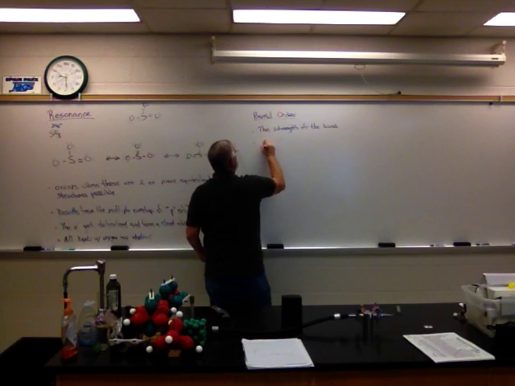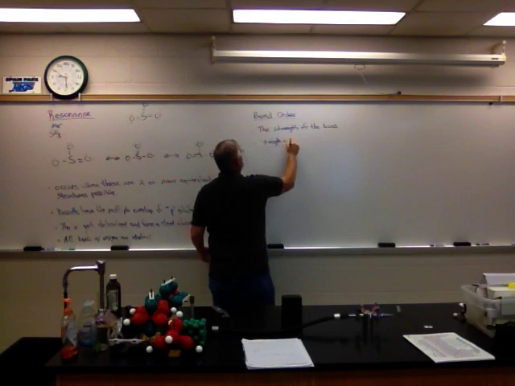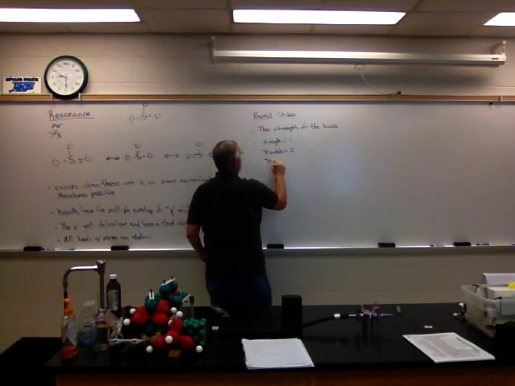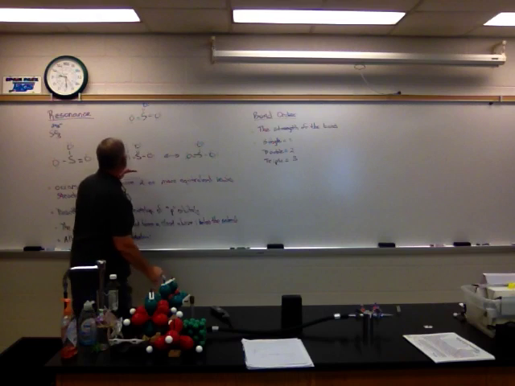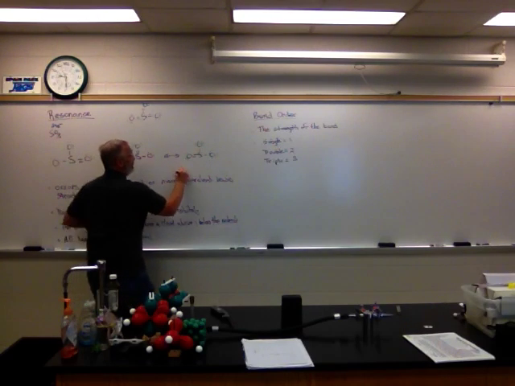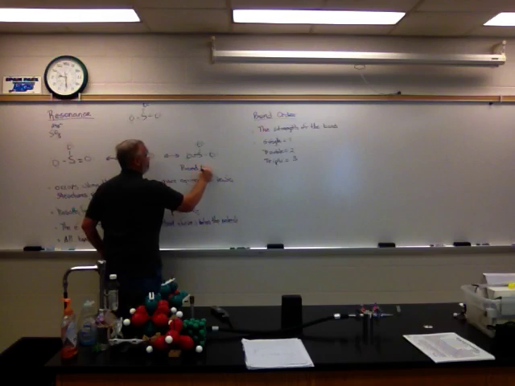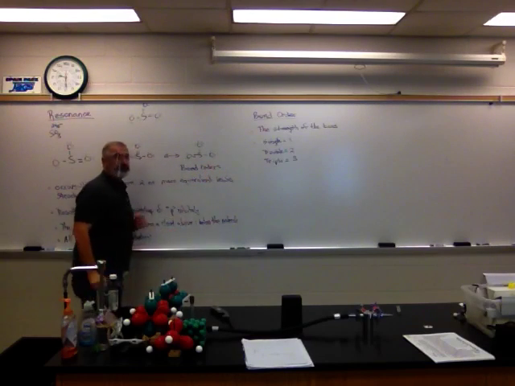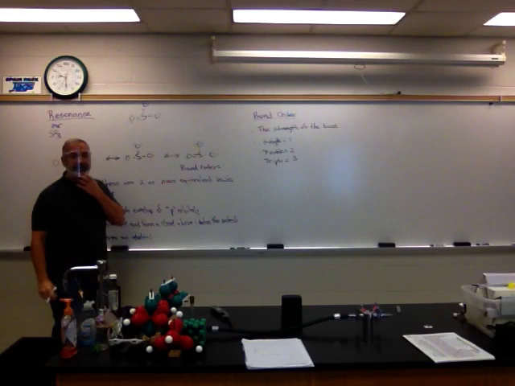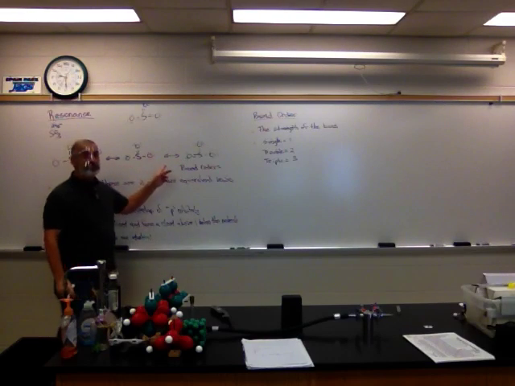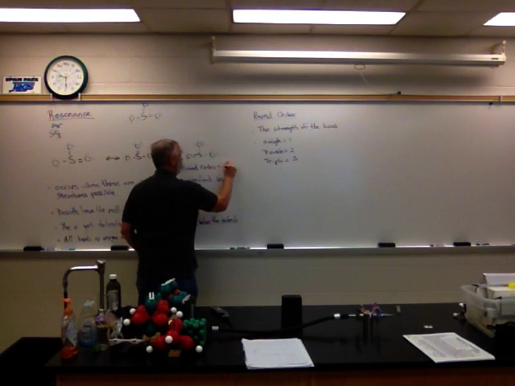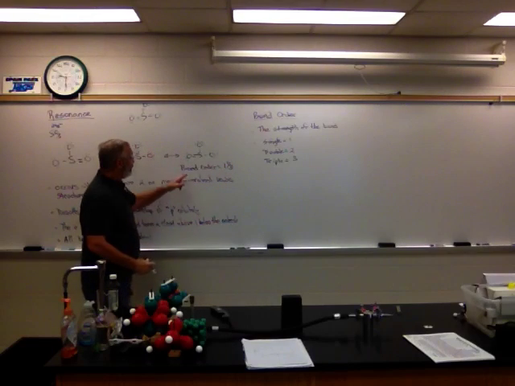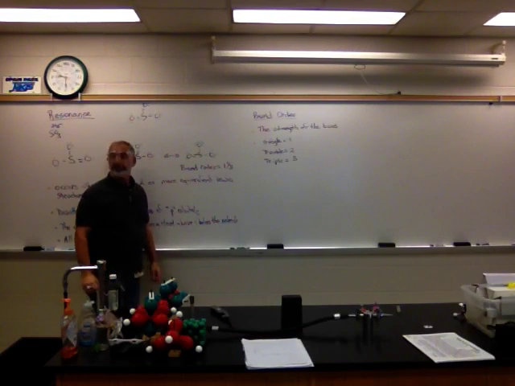Okay? Single, you got 1. I don't think I really need to write this, but double is 2. Bond order triple is 3. So in this case, the bond order is going to be what? What we just said. For each one of these, they're all the same. What's the bond order between the sulfur and the oxygen going to be? 1 1/3, or 4/3. You have 4 bonds in 3 places, so it's going to be 4/3.